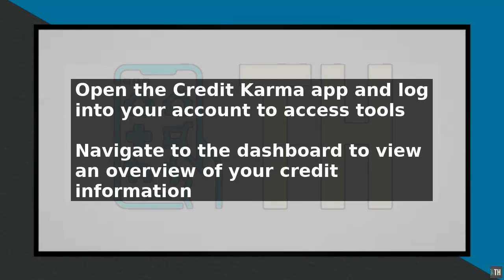To use the credit simulator on the Credit Karma app, start by opening the app and logging into your account. Once you are logged in, navigate to the dashboard where you will see an overview of your credit information. Look for the section that says Credit Tools or Credit Resources, and click on it.